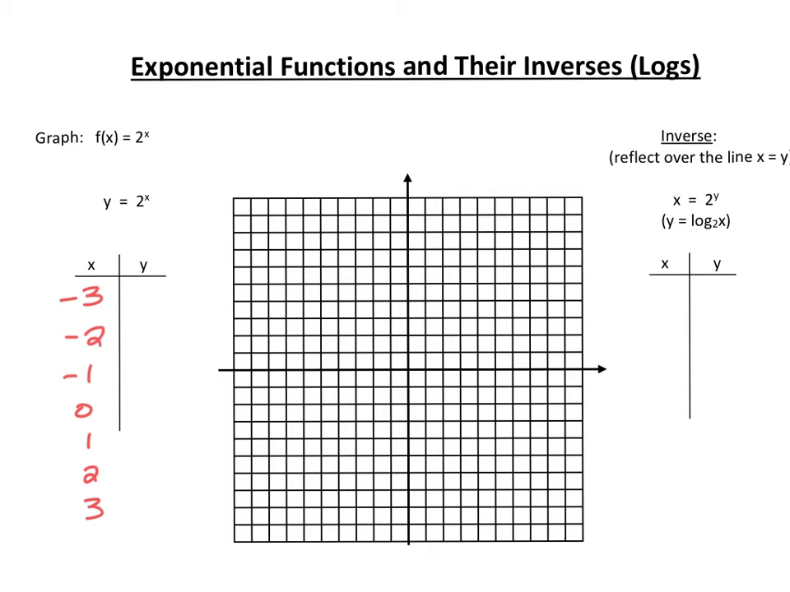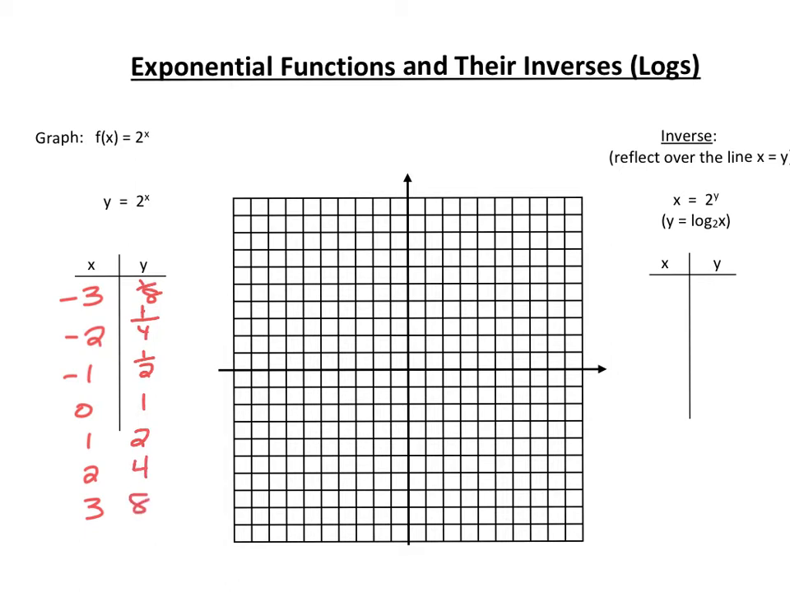So if you look at your table in the calculator, you'll see that the y value that corresponds with the x value of -3 would be 1/8. The one that corresponds with the next value of -2 is 1/4. And then I'm just copying right down 1/2, 1, 2, 4, and 8.